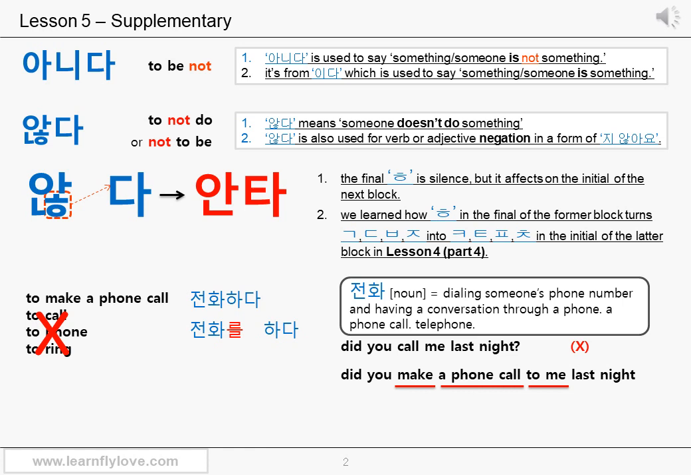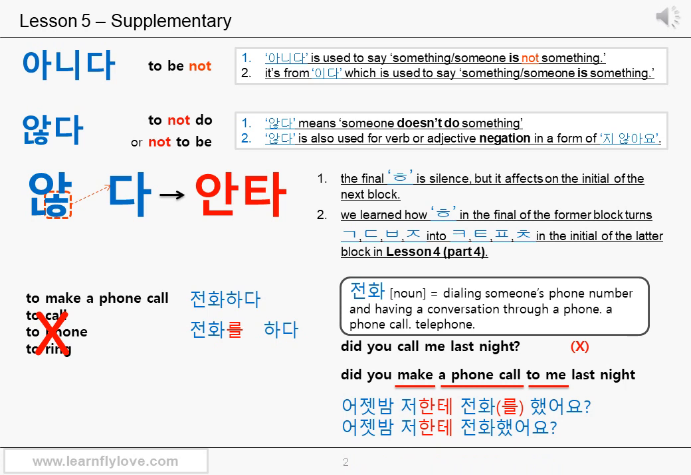As we learned about English sentence pattern number 4 in lesson 3 part 2, subject plus verb plus indirect object and direct object. So did you make a phone call to me last night? 어젯밤 저한테 전화를 했어요? If you drop the object particle 를, the predicative part will sound like one word verb 전화하다. 어젯밤 저한테 전화했어요? Okay? And there is another verb which roughly means to dial a phone call.